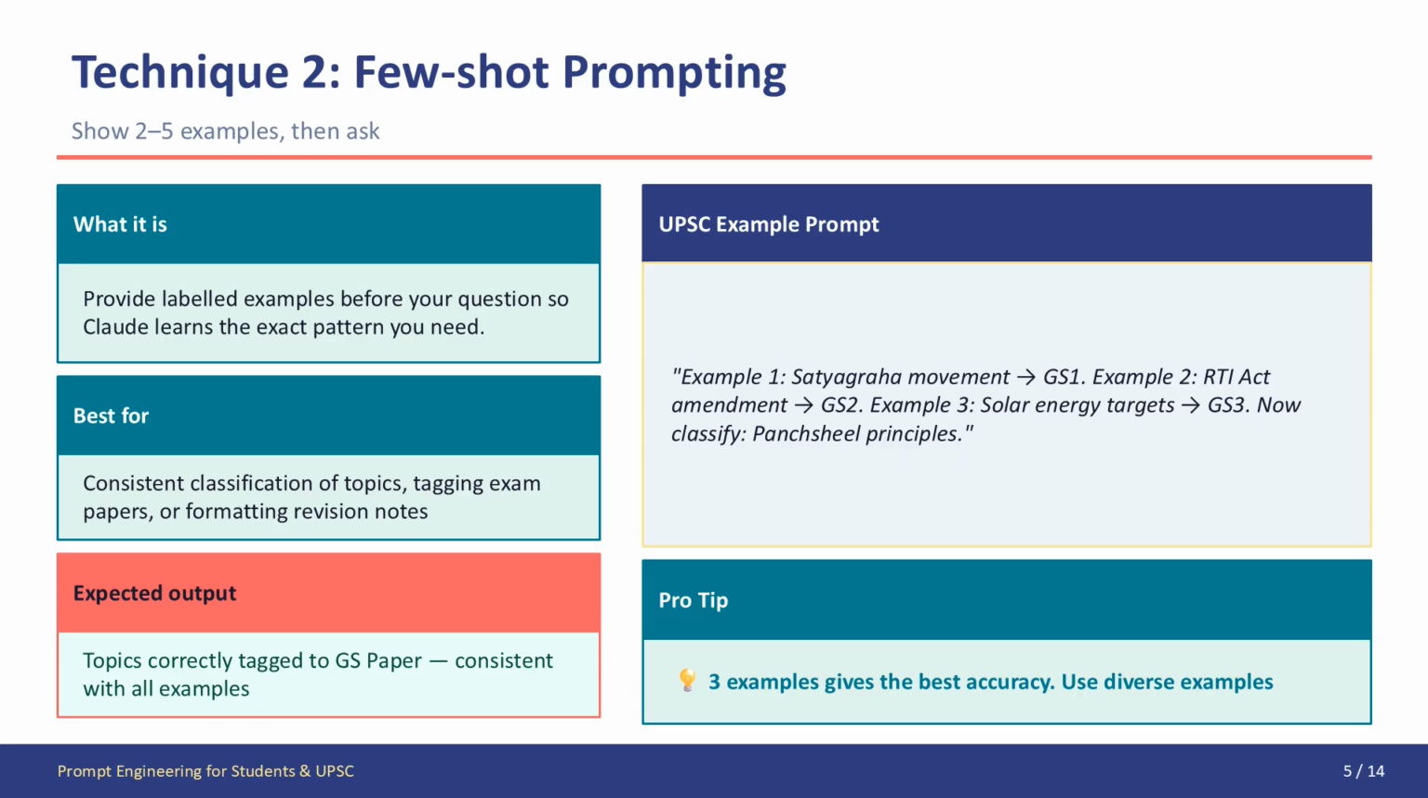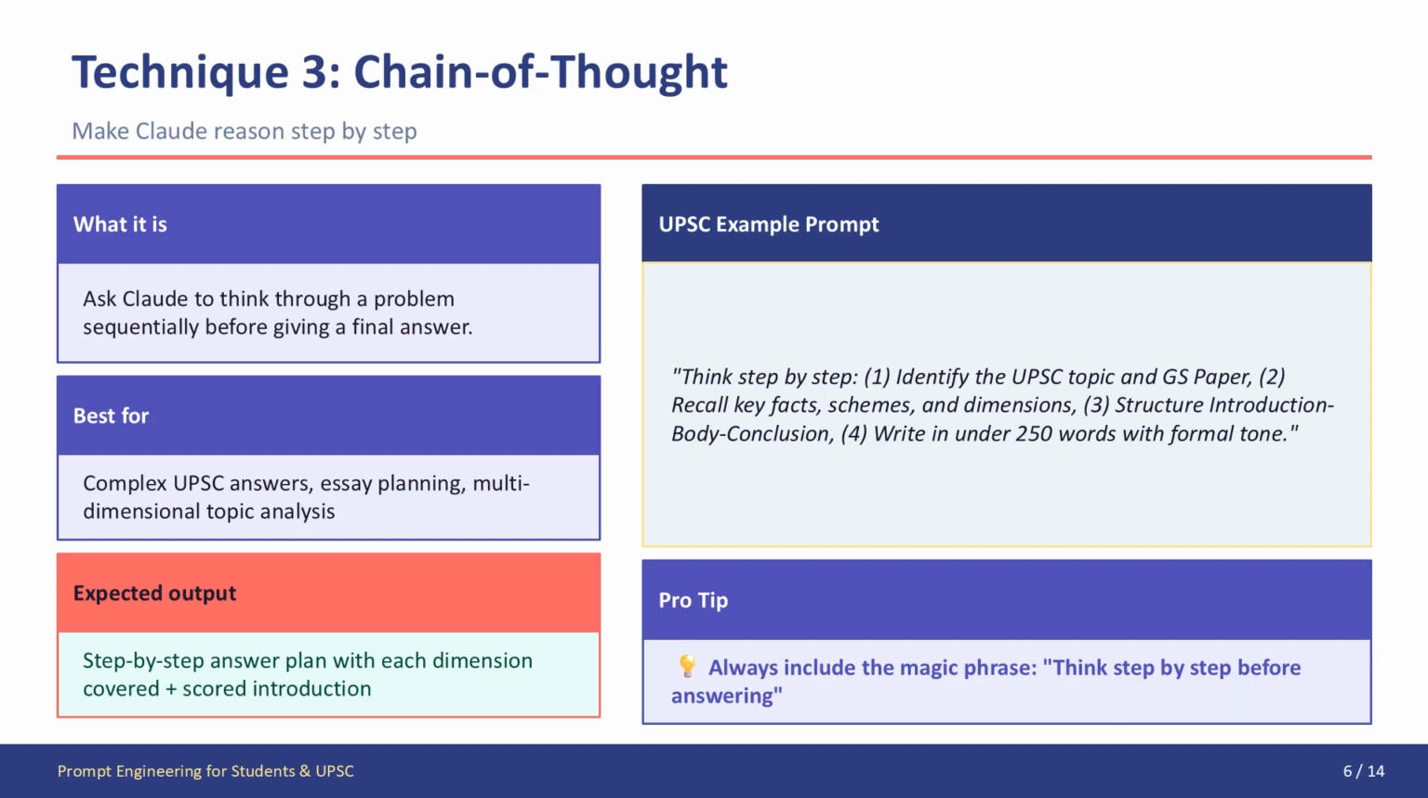Correct. Every time. You can now tag 50 current affairs headlines to their GS papers in seconds. That is revision at scale. Few shot is your classification engine. Technique 3. Chain of thought prompting. Tell AI LLM to think through a problem step by step before giving its final answer. The magic phrase is, think step by step.